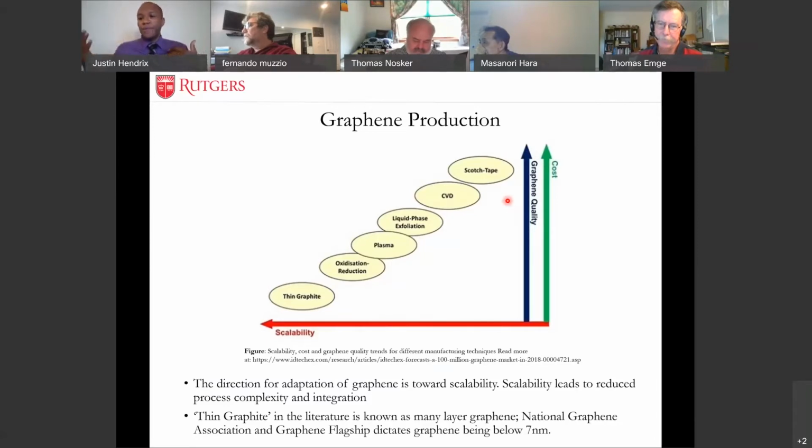The American equivalent, the National Graphene Association, as well as the European equivalent, Graphene Flagship, define graphene to be something about 7 nanometers, which is about 20 layers or so. But we're going to take this as something that is traditionally graphite, and in converting to graphene, there is a change in properties given by the way in which it's characterized through the instrumentation that we use. That's how we're going to interpret what graphene is in this work.